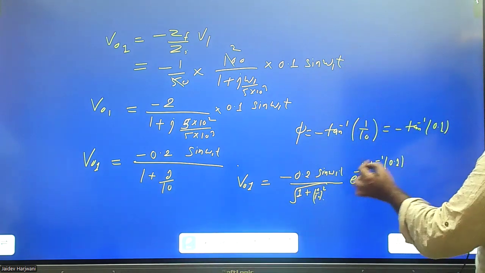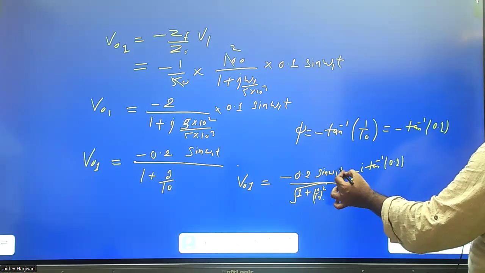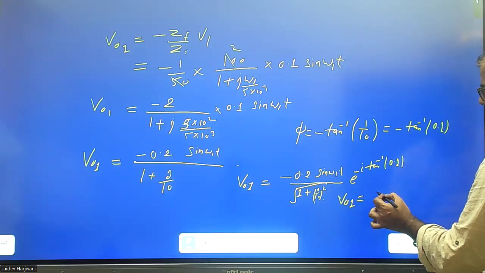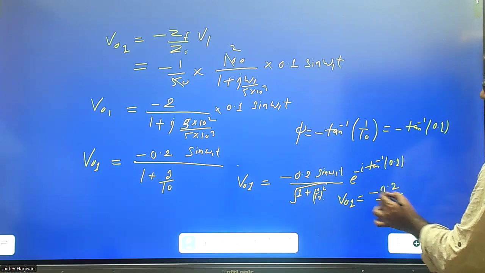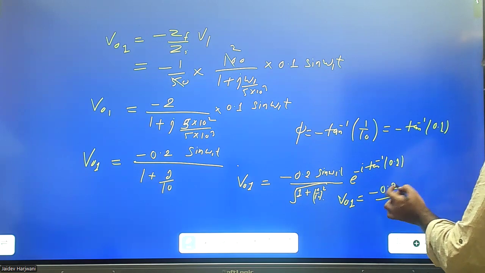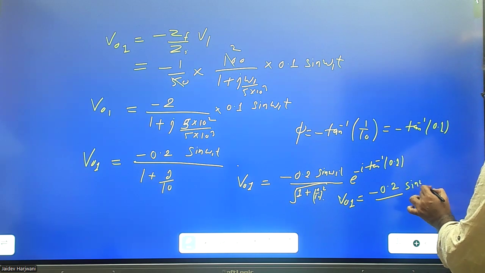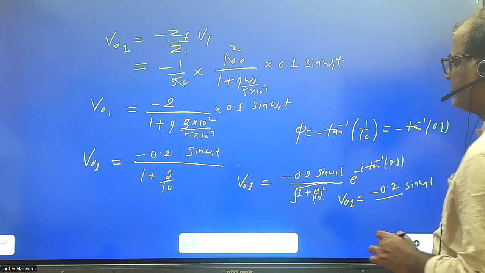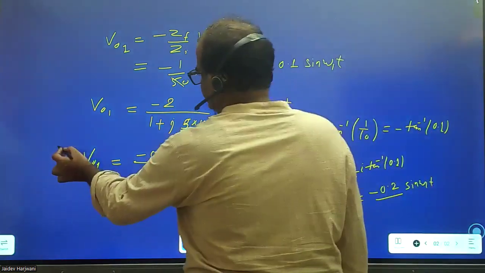So there is no phase change. Okay, so there will be no change in the ω1. So there will be only Vo1. It will be minus 0.2 sin ω1t, and that is the one only. So this is your Vo1 because of V1.